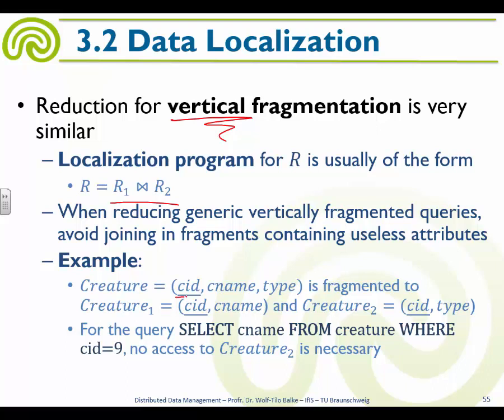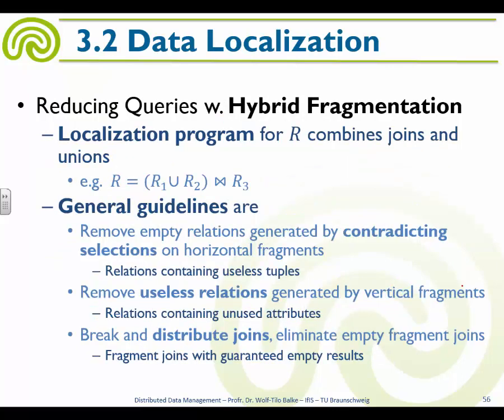So same thing here. Let's assume, very simple, we have creature, CID, CNAME, type. It's only 3 attributes, but for the sake of the example, we split it into CID, CNAME, and CID, type. So we can put it together again because both have the CID key in it, and then one has the CNAME and one has the type. So if I have the query select CNAME from creature where CID is 9, why should I look at that table? No reason whatsoever. Shipping that data is totally useless because it just contains type data.